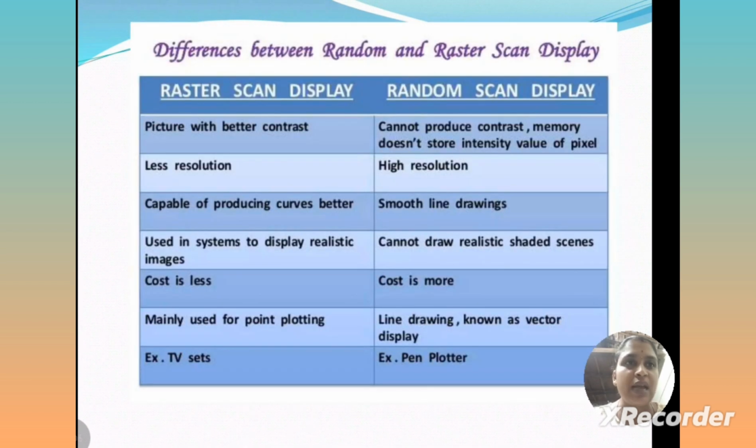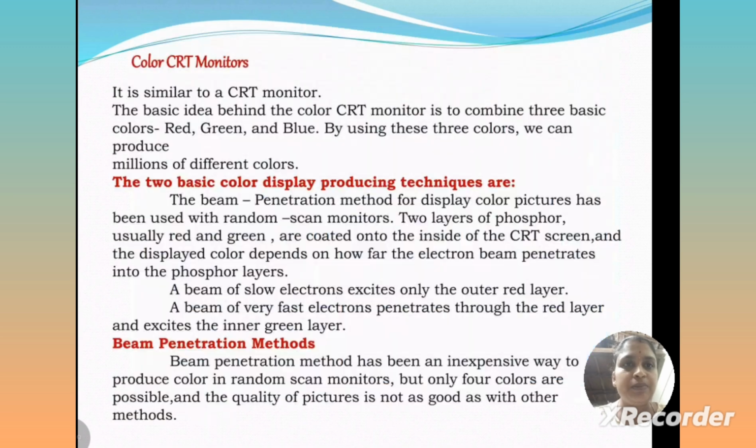So the difference between raster and random scan display is given in this tabular column. Please have a look at this one. An example of raster scan display is TV sets, and an example of random scan display is pen and plotter.